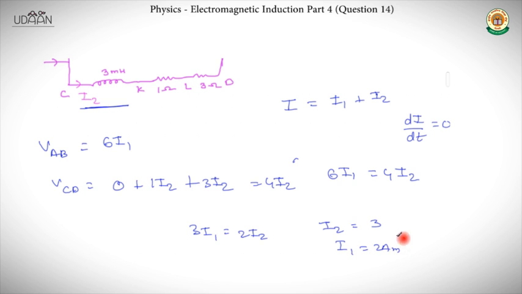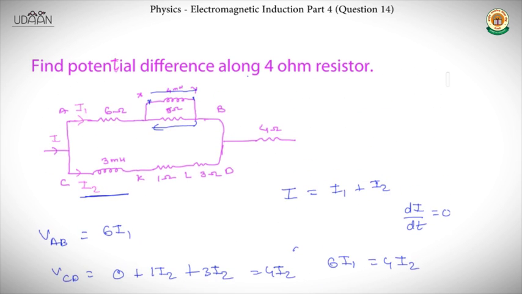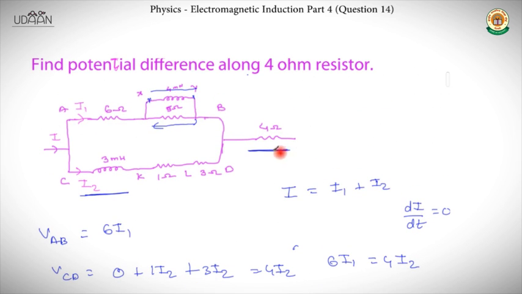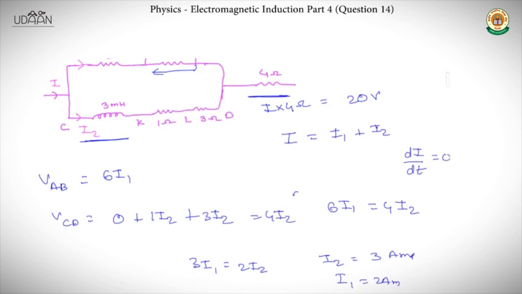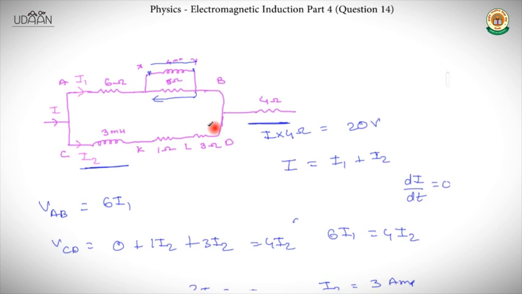So the total current I would be equal to 5 amperes. That's right. So the potential difference across this 4 ohm resistor would be I into 4 ohm, which is nothing but 5 into 4, 20 volt. That's right.